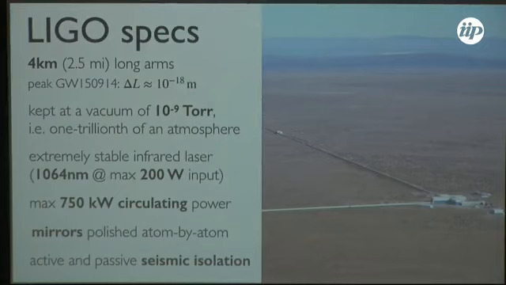Okay. So LIGO has 4 kilometer long arms. At the peak, this meant that the gravitational wave signal from 15 to 14 that caused a strain of 10 to the negative 21 changed the length of the arms by 10 to the negative 18 meters. So this is like 1,000 times smaller than the nucleus of an atom, so we like to say. So it's an extremely small and precise measurement.